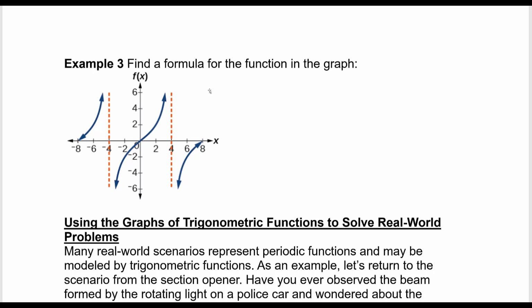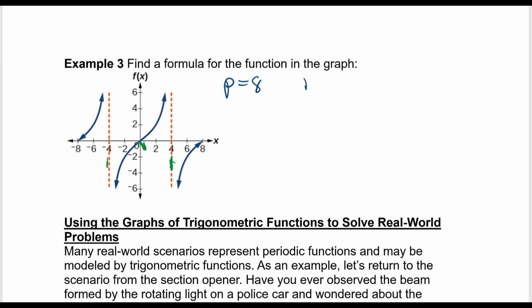So example 3 here, find our formula for the function of the graph. It looks like it's not shifted horizontally because it is going through the center line. It's not shifted vertically either. Our center line is right here at the origin. But my period, we have negative 4 to 4, so our period is going to be 8.